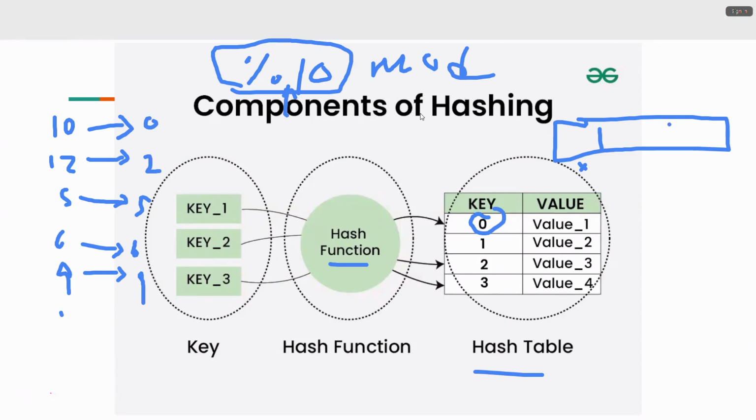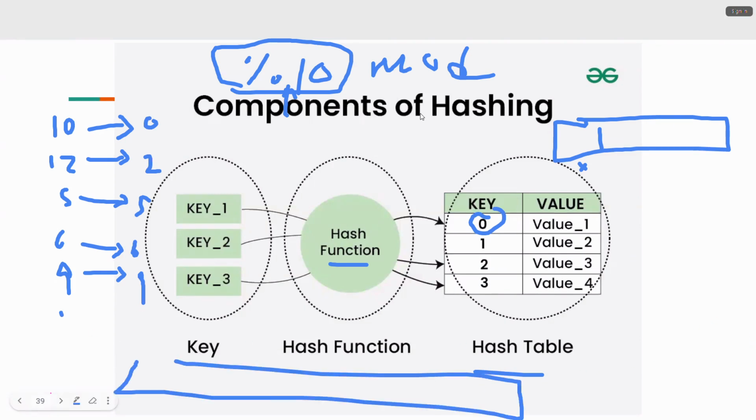So let's say we have an array. This is the very primitive idea of hash functions. We would store 10 at the index of 0.